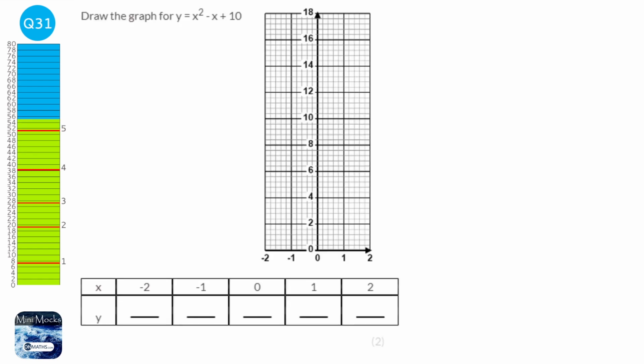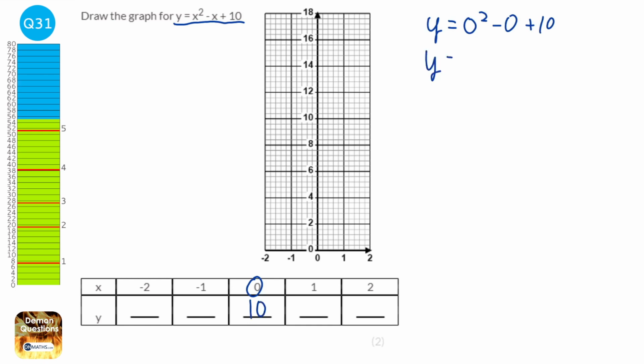So we're going to start off with x equals 0, and we're going to write out this equation but with 0 every time it says x. So it's going to be y equals 0 squared minus 0 plus 10. Well, 0 squared is just 0, so 0 take away 0 is just 0, plus 10 is just going to be 10. So the answer there would be 10. Do the same for 1. So it would be 1 squared minus 1 plus 10. Well, 1 squared is 1, 1 take away 1 is 0, plus 10 is 10. So that'll also be 10.